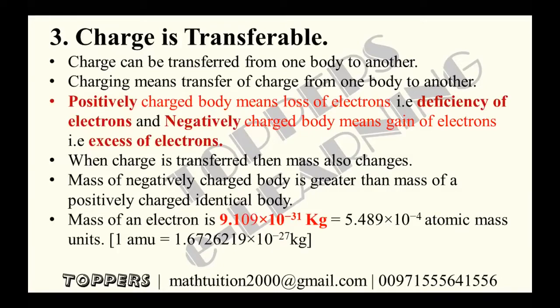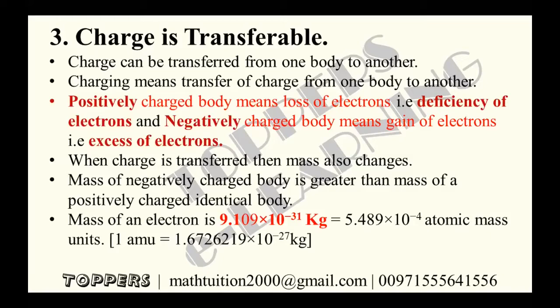Mass of an electron is 9.109 × 10⁻³¹ kilogram. Just remember 9.1 × 10⁻³¹ kilogram for problem solving. That is equal to 5.489 × 10⁻⁴ atomic mass unit, AMU. In chemistry, we have a unit AMU. What is it? It is 1/12 of the carbon-12 isotope, right? So actually, it is equal to the mass of one proton or neutron.